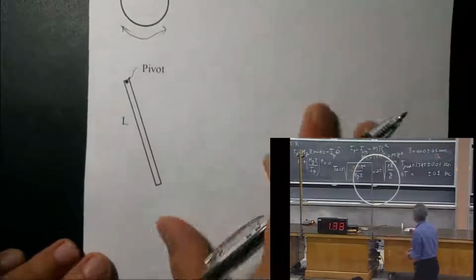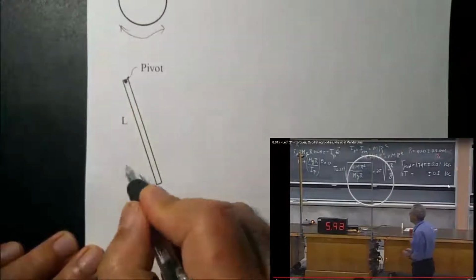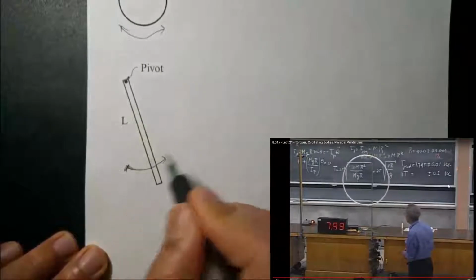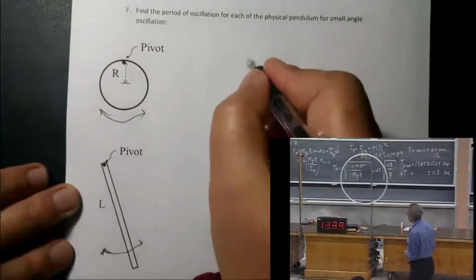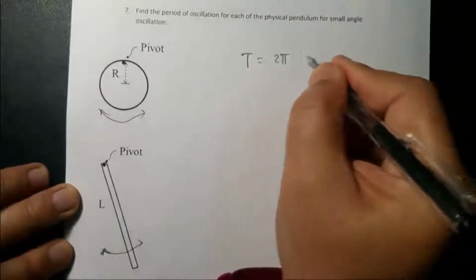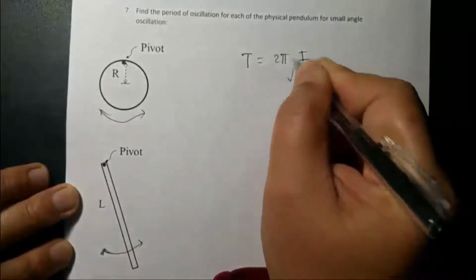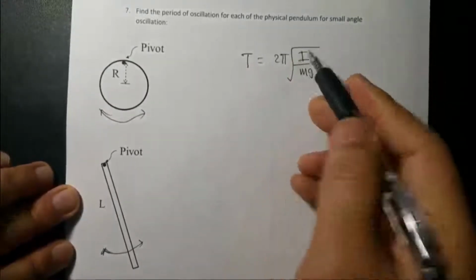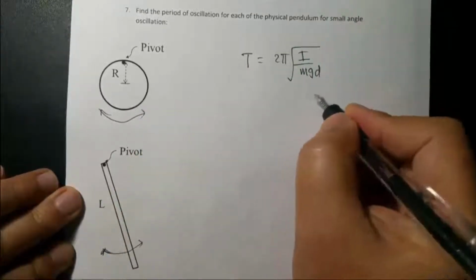Similarly, if you have a meter stick, you can just pivot at one end of the meter stick and set it into oscillation like that, and then you can find the time period. This is the general formula for the time period for any physical pendulum: 2 pi square root of I over mgd. That's on your formula sheet, where I is the moment of inertia about the pivot point.